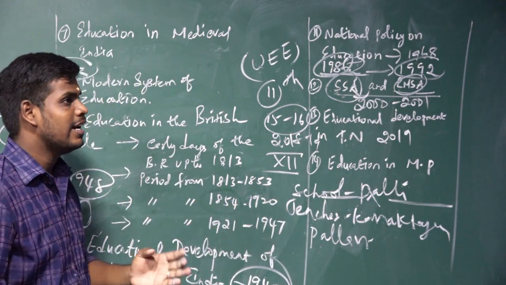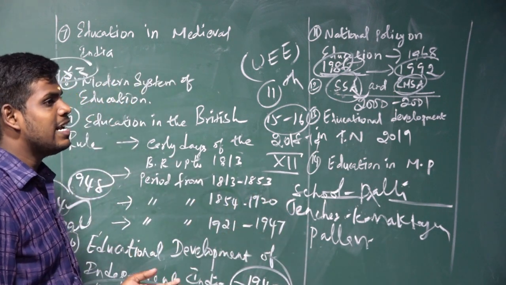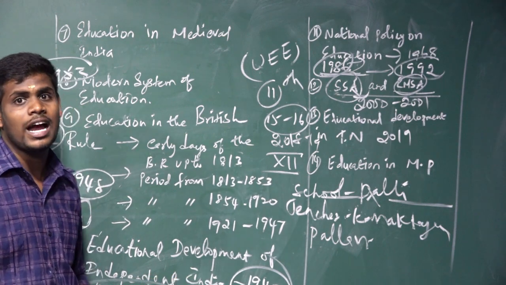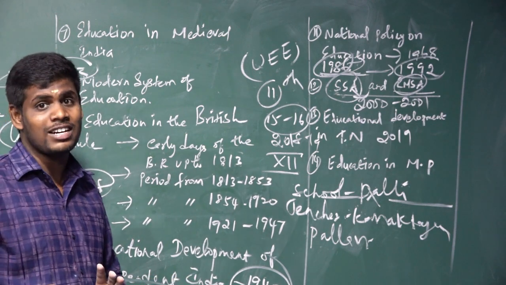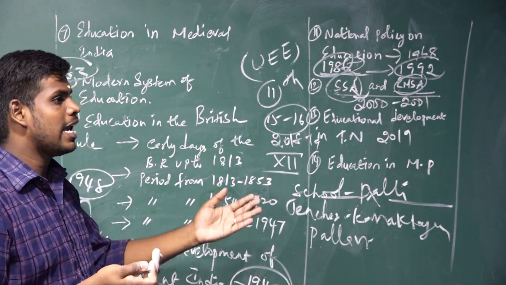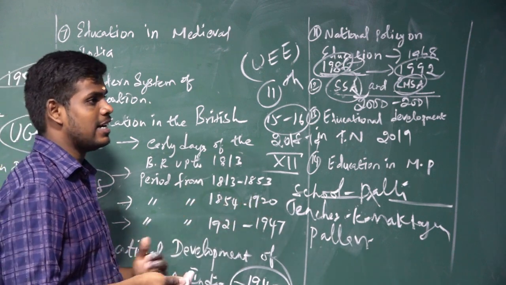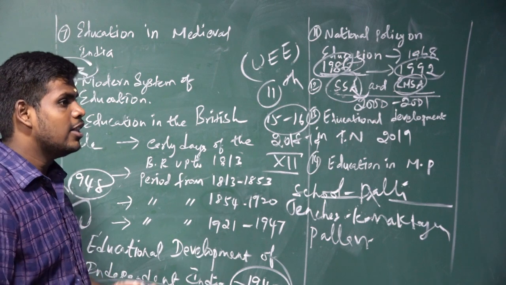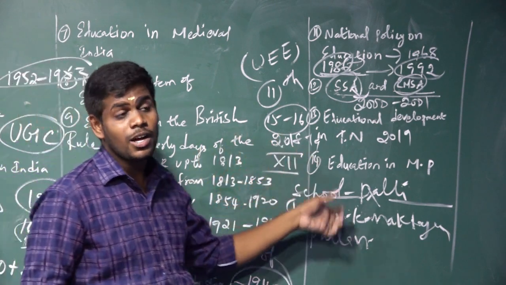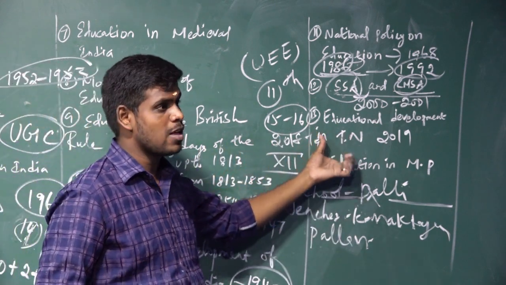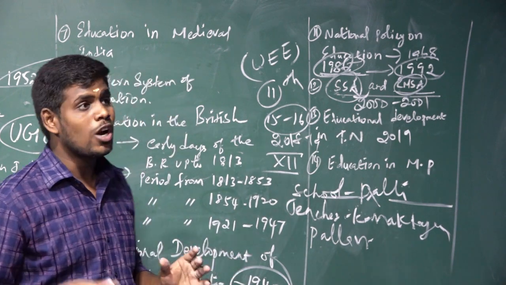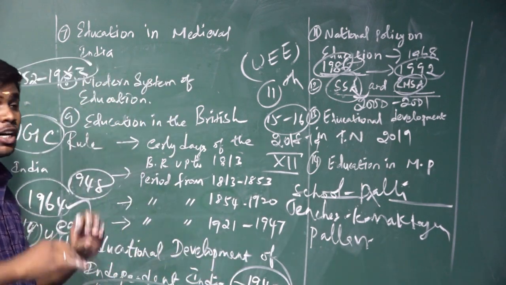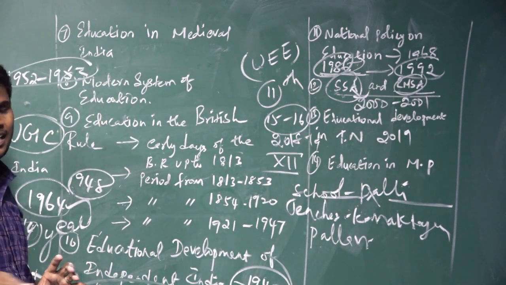students and their teachers. Yuan Chwang and I-tsing were foreign travelers, foreign scholars. The Buddhist center at Kanji was considered the center of learning. That was the Pallava period. Now we are going to discuss the Chola period. The Chola period was also the most brilliant and creative period in Tamil literature.